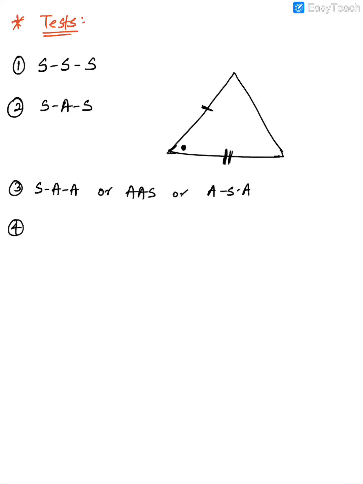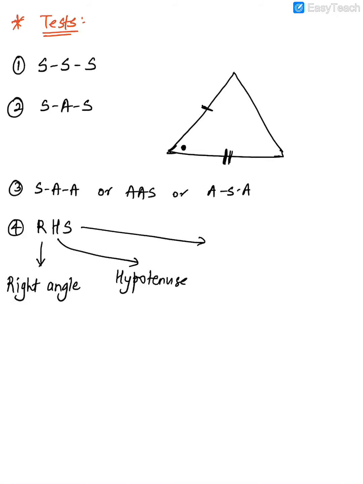And number 4 is RHS. What is this test now? R stands for right angle. So remember, whenever you see a right angle in a triangle, then you can think of this property, because otherwise this property is not applicable. If there is a right angle, then there is a hypotenuse. So right angle, hypotenuse, and then side. If two triangles have a right angle, their hypotenuses are congruent, and any one of their sides is congruent, then those two triangles are also congruent to each other.